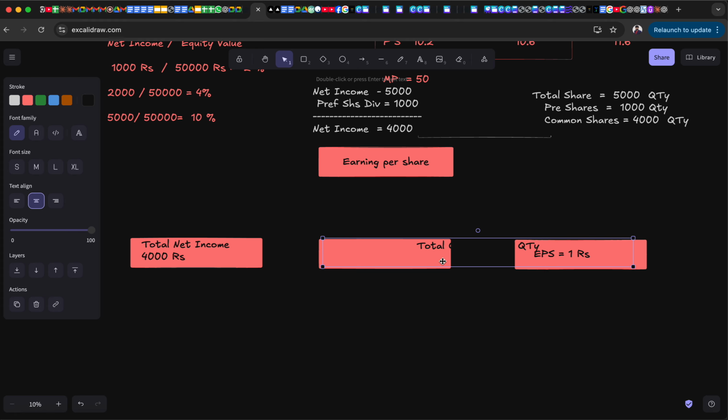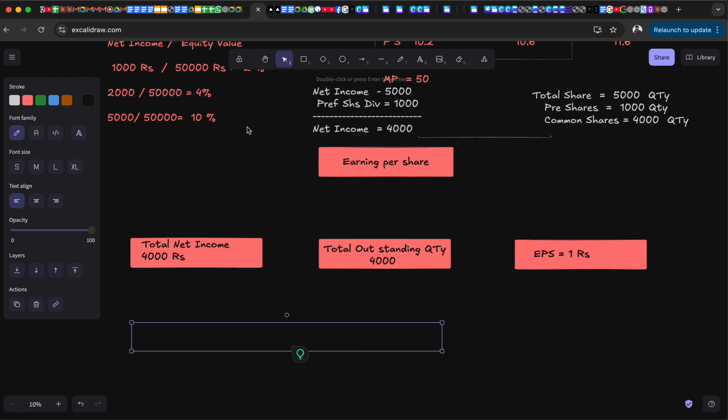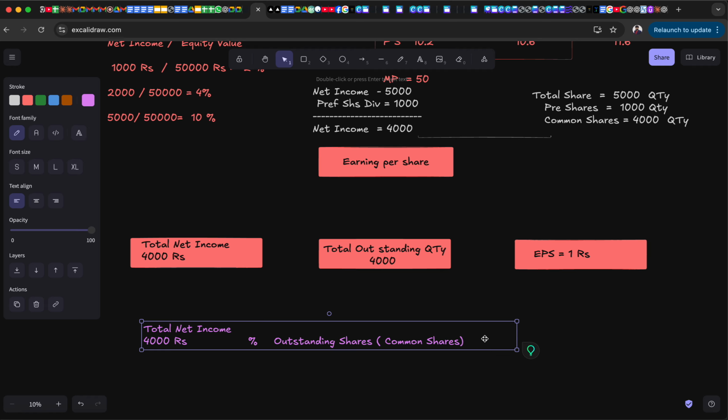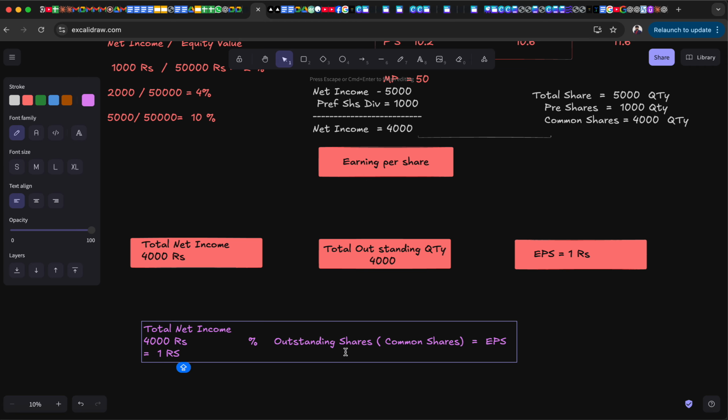So any question? How did I calculate it? I have simply considered two factors. One is your net income, which I have divided by the outstanding shares, but all are common shares. So don't mix common and preference together. And then finally we have earning per share, EPS, which is 1 rupee. Why? Because the common shares are 4,000, correct?